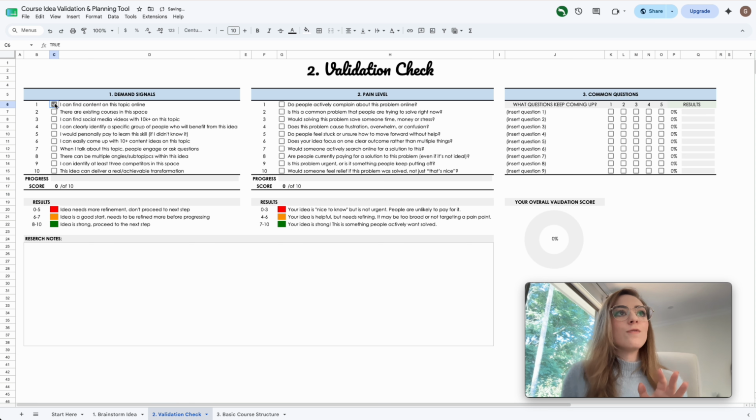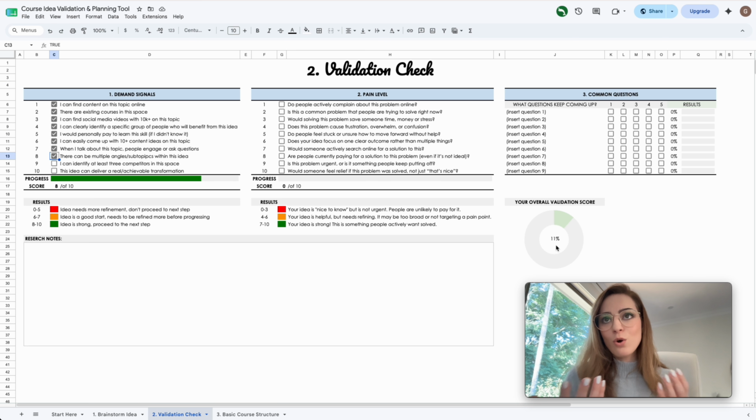As you find your answers to the questions, you'll see a little progress bar, and what this means, within this box here, is that ideally you want to get at least an 8 out of 10 or a 7 out of 10. This is your overall validation score here. You want to have at least 80 to 100% in the validation score before you start building your course, so you know with confidence that your course is going to sell when you get to that stage.